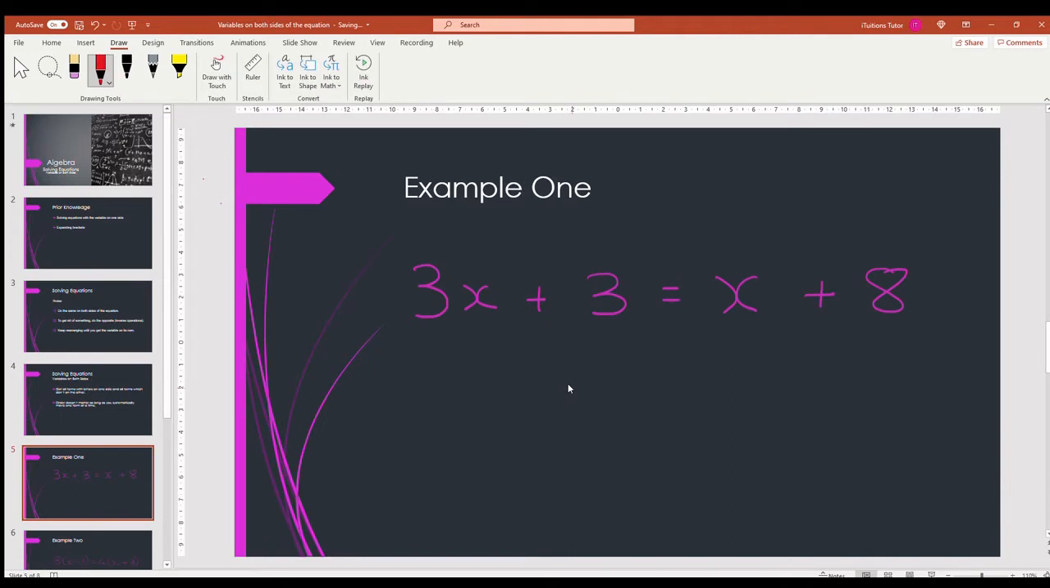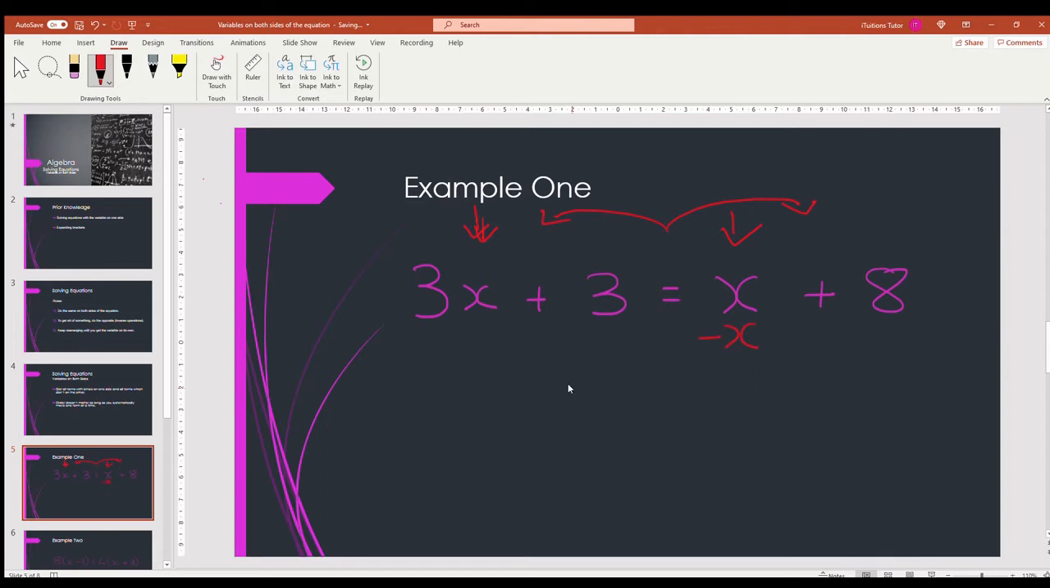Let's do an example together. 3x + 3 = x + 8. This time we've got a variable on both sides of the equal sign. We have one here and we have one here. What we need to do is get the variables on one side of the equal sign and get numbers on the other side. So what I'm going to do first is take away x.